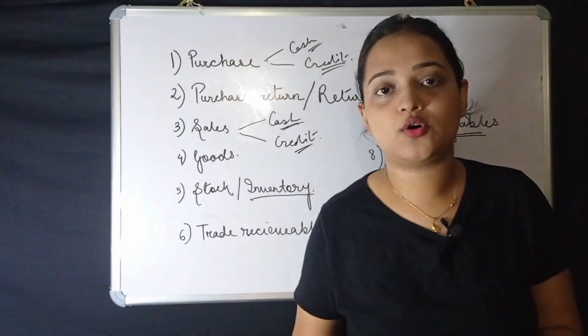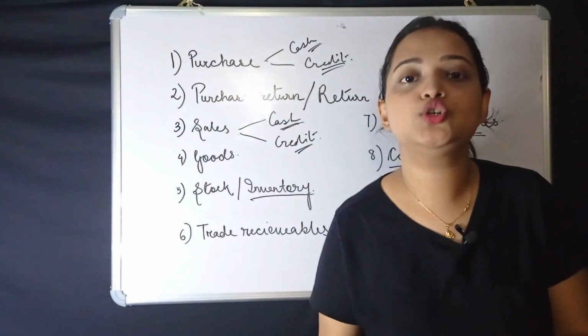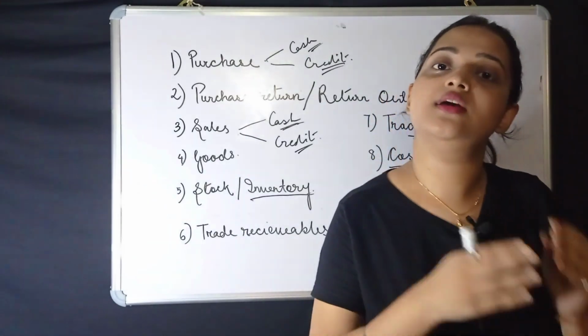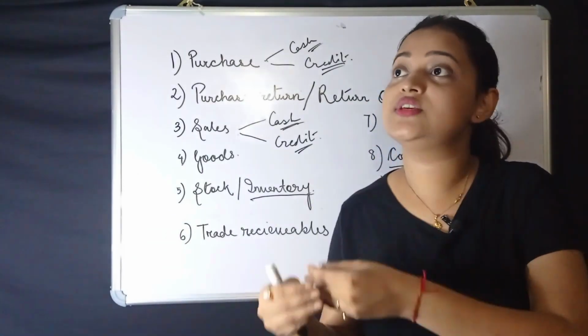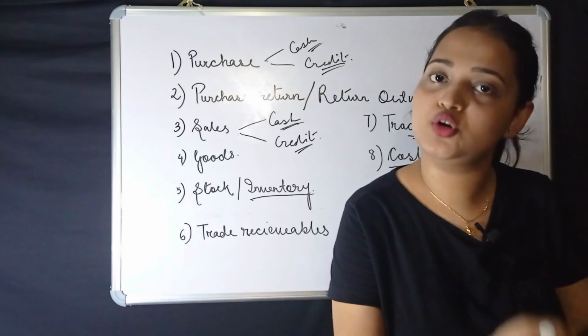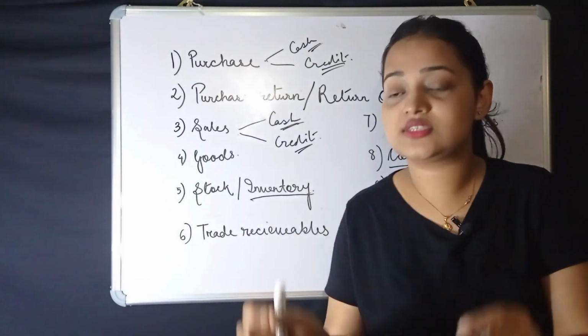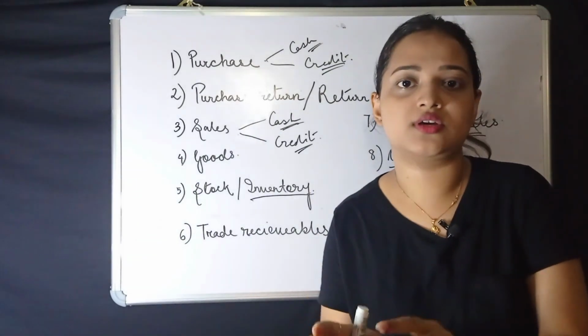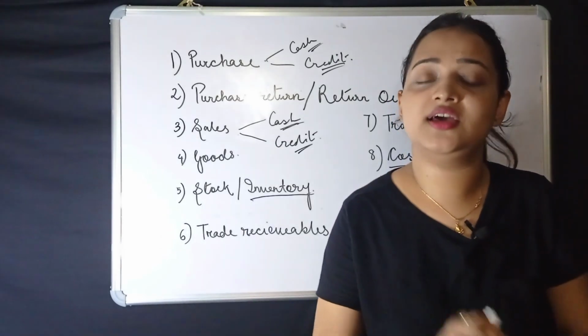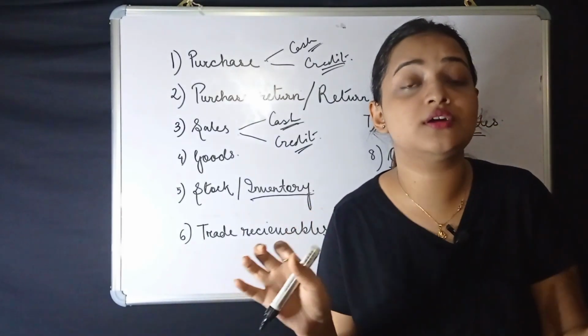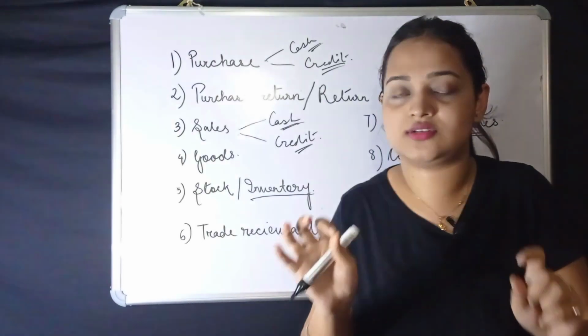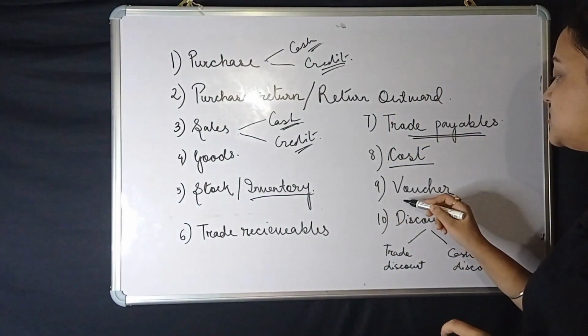So what is cost? Cost is the amount of expenditure which has been incurred for producing a good or for buying a good. ठीक है. तो एक चीज को प्रोड्यूस करने में, एक गुड को प्रोड्यूस करने में जितना एक्सपेंस गया है, उसी को हम क्या बोलते हैं इन कॉमर्शियल टर्म? We term it as cost. All right. The next term is voucher.